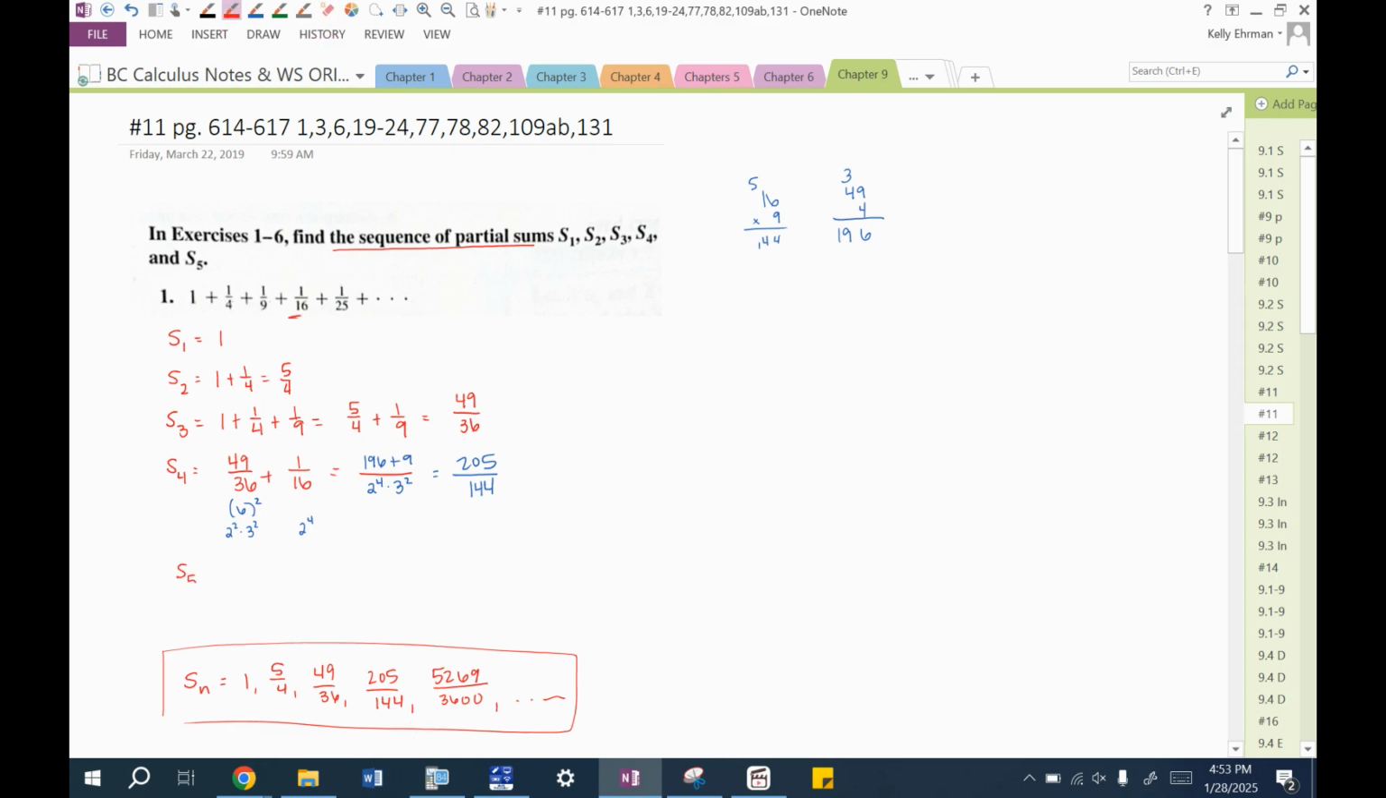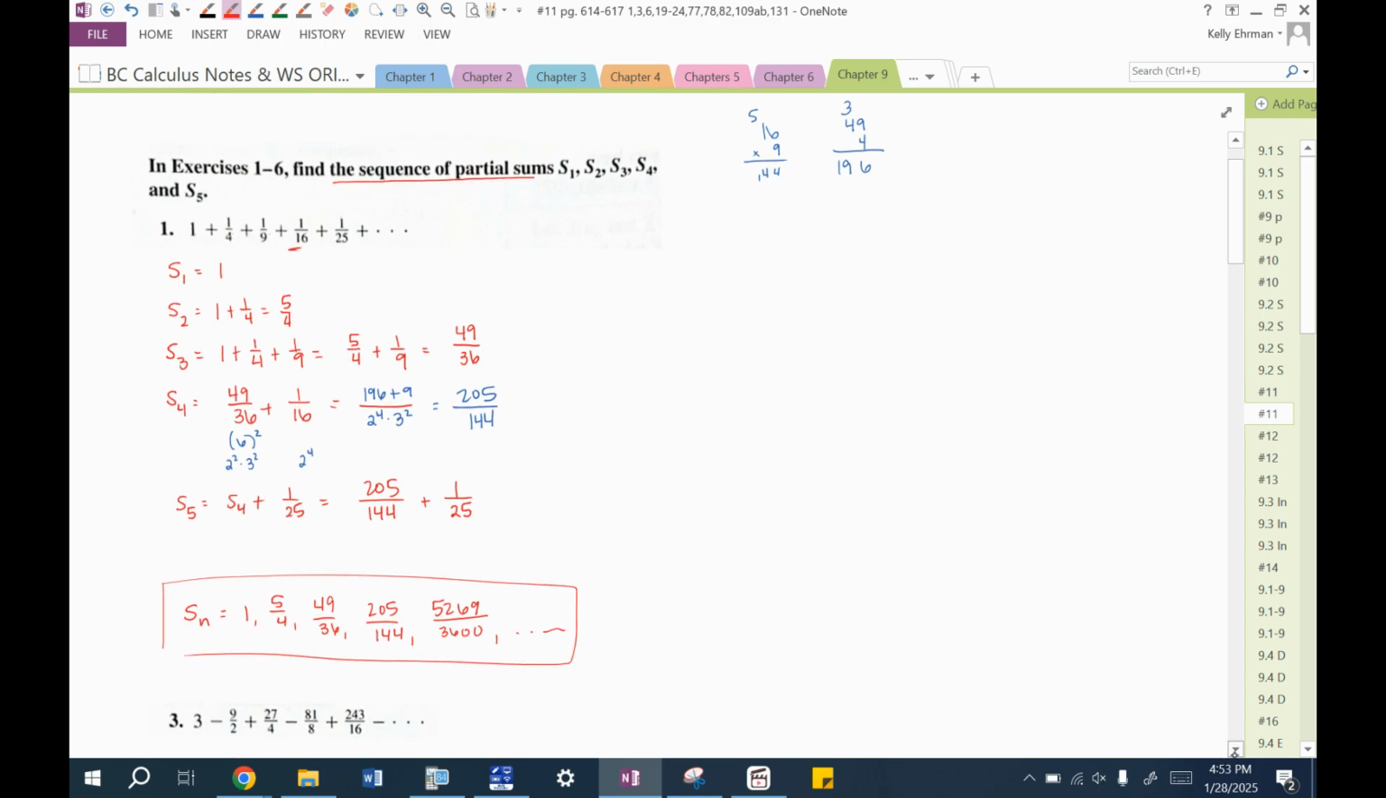And then finally, the fifth partial sum is the fourth partial sum plus the next term, 1 over 25. So let's see, can I do the same thing? We want to add 205 over 144 to 1 over 25. Now, these do not have common factors, right? 144 is 12 squared and 25 is 5 squared, and they're not going to have anything in common. So this common denominator is 144 times 25.